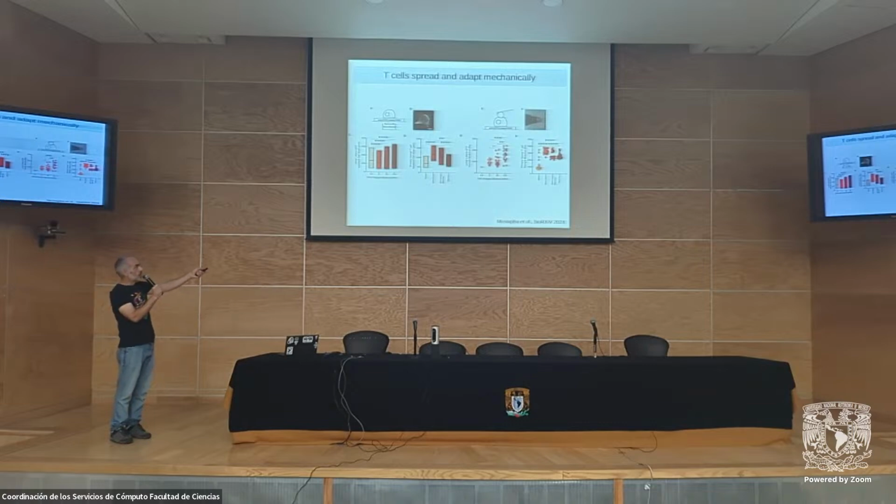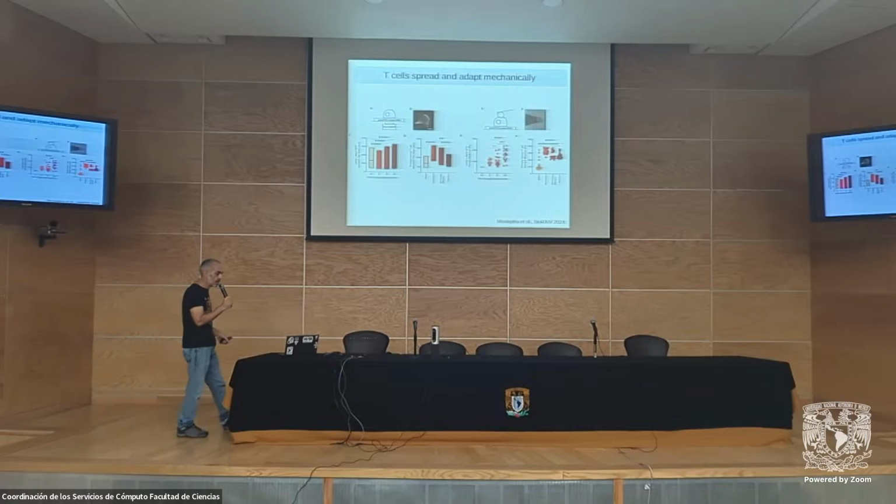If you go for the elastic modulation of the cell as a response to the substrate, here you see they get stiffer as the substrate gets stiffer. That's fine. But if you change the subtype on a given elasticity, you will also have differences. Why? Because they spread differently. So the spreading and mechanics are really intrinsically coupled.